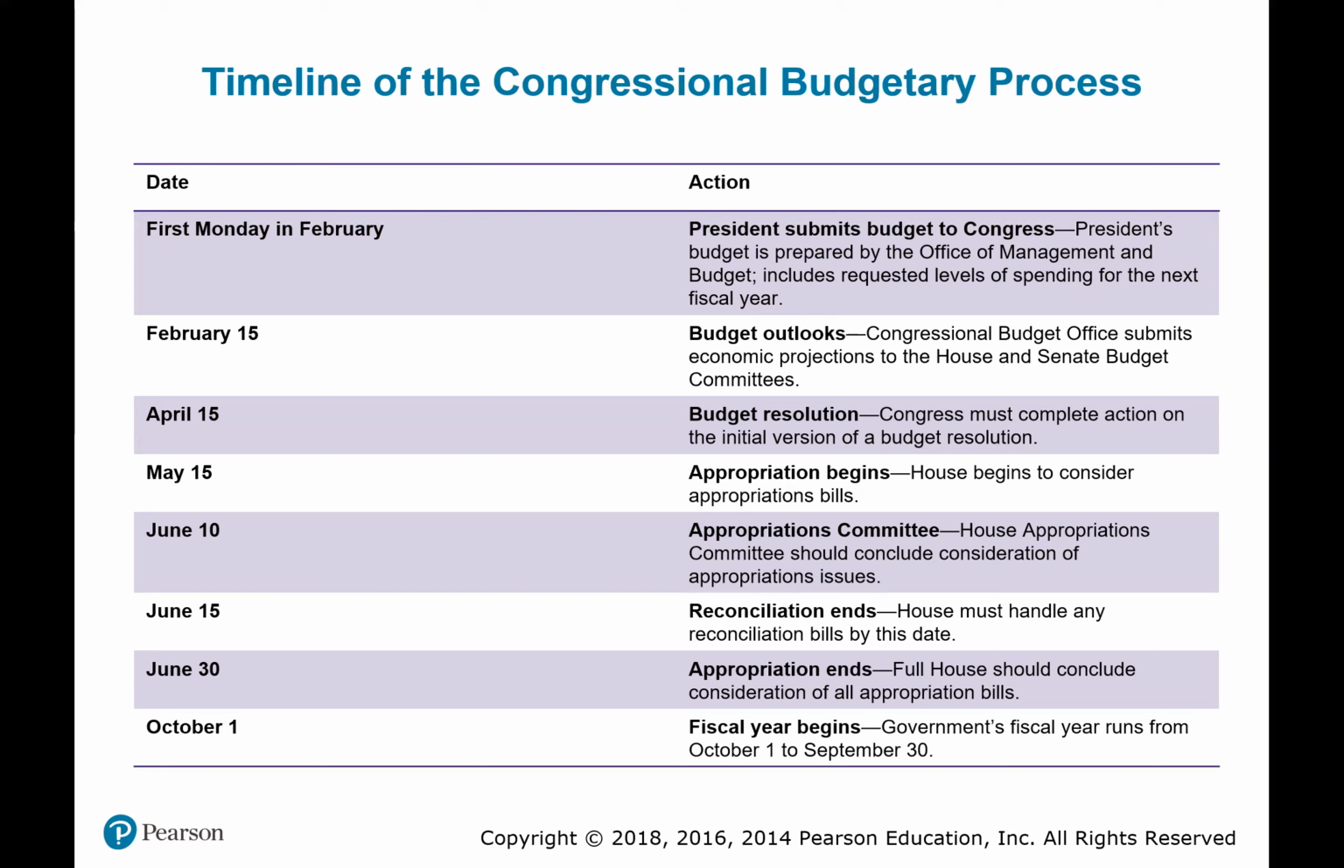And we've seen in the last 10, 15 years, this can be a problem and things can get pushed further and further into the year, but generally they want it done by then, in time for October 1st, which is the fiscal year for government. Government doesn't go by January 1st. The beginning of the government year is October 1st. Then it ends September 30th.